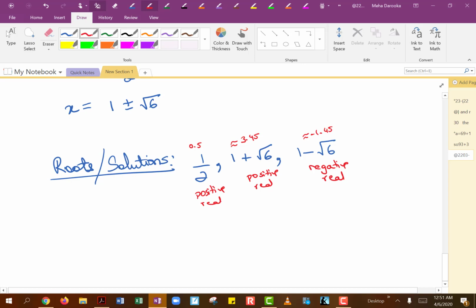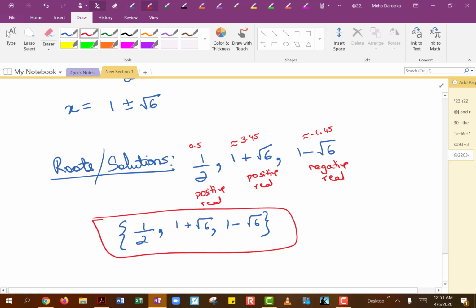So you can see how these different rules and theorems help us narrow down our options, but none of them are going to tell us what our exact root is going to be. So remember, when you write your solution set, don't write those decimal approximations. Write the exact answer. So you will write 1/2, 1 plus square root of 6, and 1 minus square root of 6 as your solutions. Okay, so this is going to be your solution set.